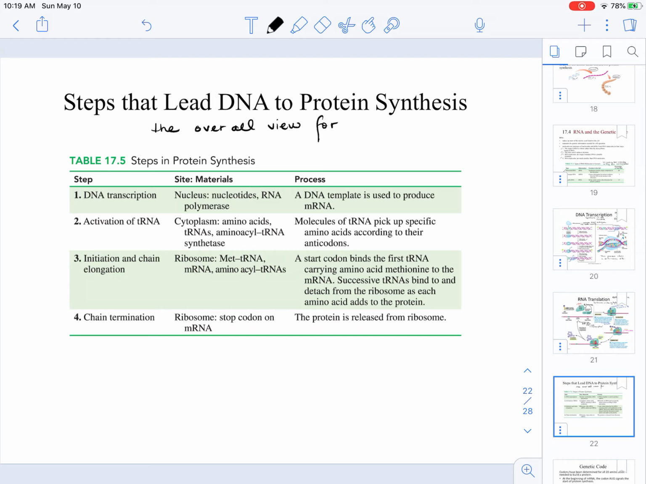for the flow of genetic information, meaning how DNA gets converted to RNA, and RNA proceeds to be converted into protein.